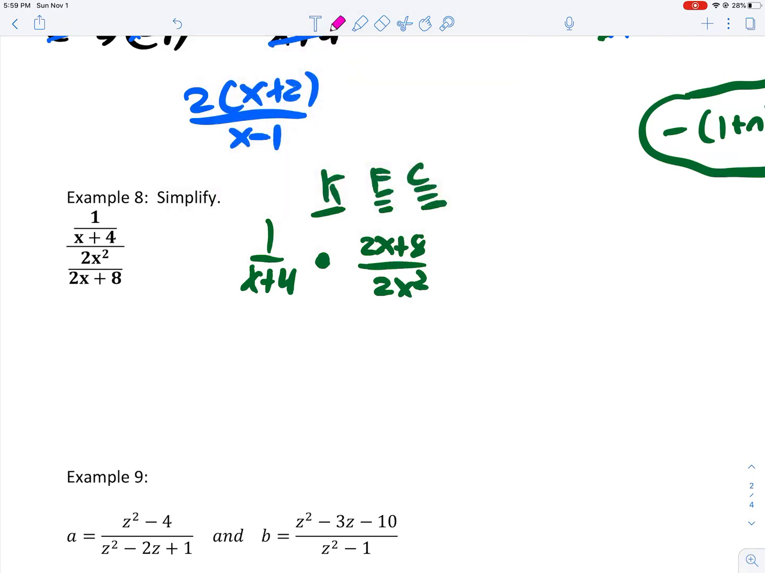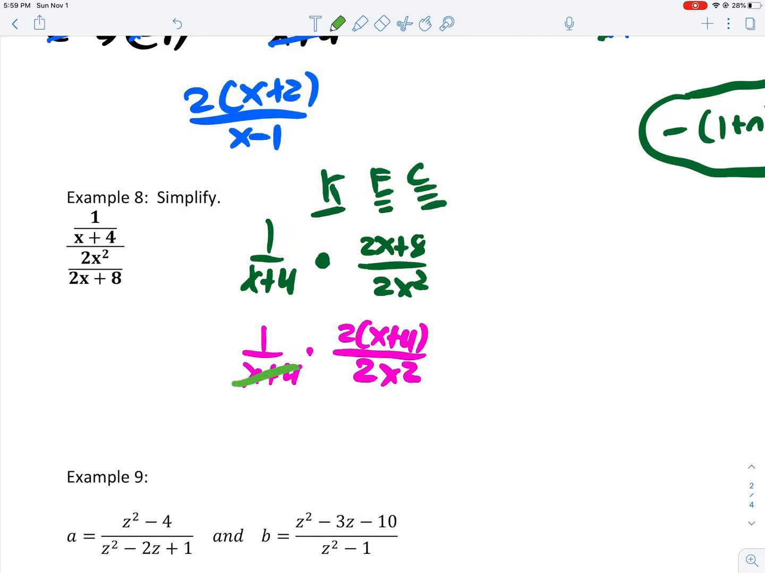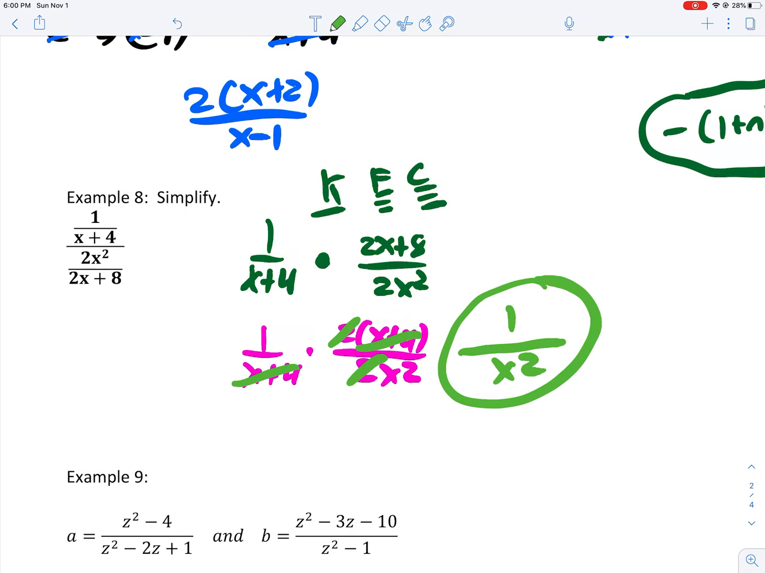So I do see that there's a GCF in the numerator of the second fraction. So that gives me an x plus 4 when you factor out a 2. And now I see some common factors. So the x plus 4's reduce. The 2 reduces with that 2. So in the numerator you have a 1, and the denominator you have an x squared. So there's your simplified answer. So really there shouldn't be any division. It's always going to turn into multiplication.